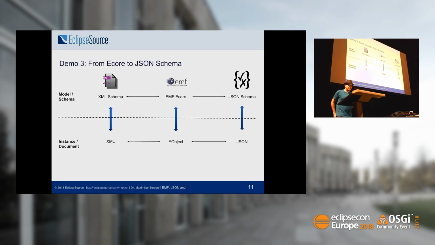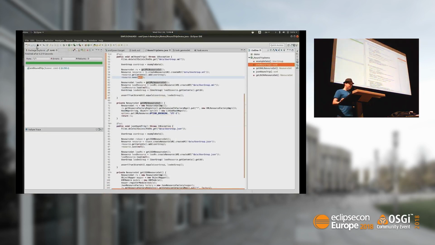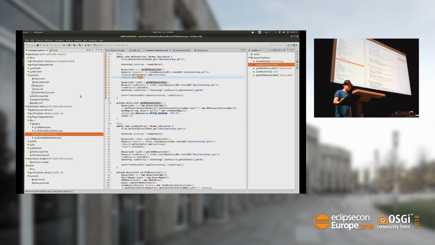Now to the little bit more difficult part. How do I get from an Ecore to a JSON schema? So we're in the upper right corner here, and we take an EMF Ecore as an input and create a JSON schema from that. This scenario is less well supported. The only way that I found to do it directly is through a workaround.